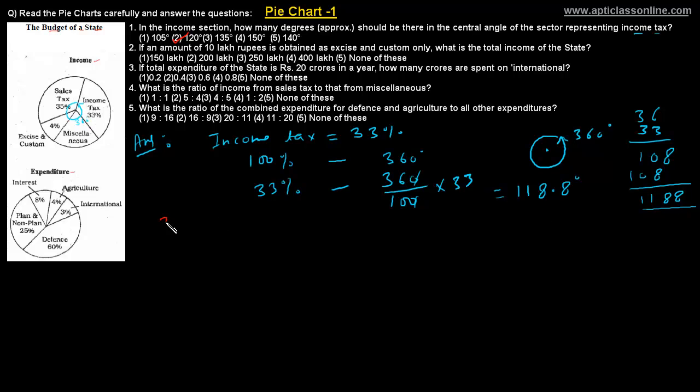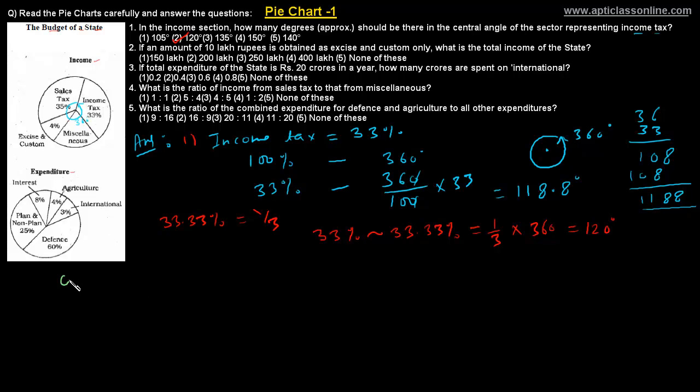Also we know that 33.33% is equal to 1 by 3. So we can say that 33% is approximately equal to 33.33%. If we consider it equal to 33.33%, then that will be 1/3 of 360 degree, that is 120 degree. That is the answer to question 1. Okay, so this is the first question.